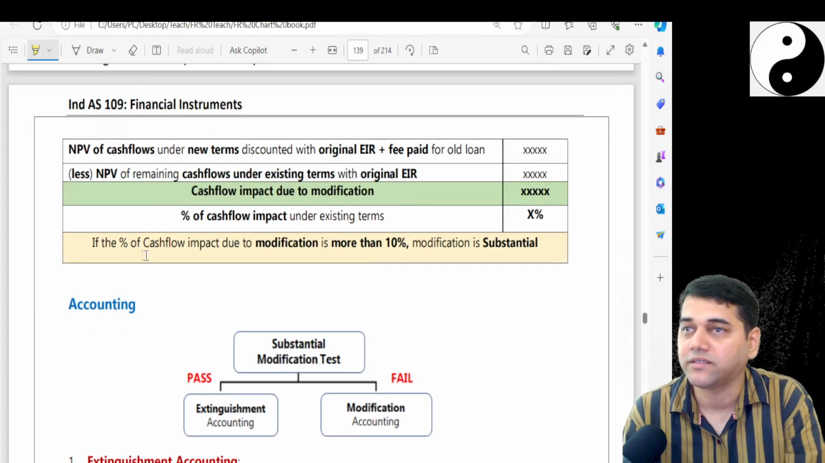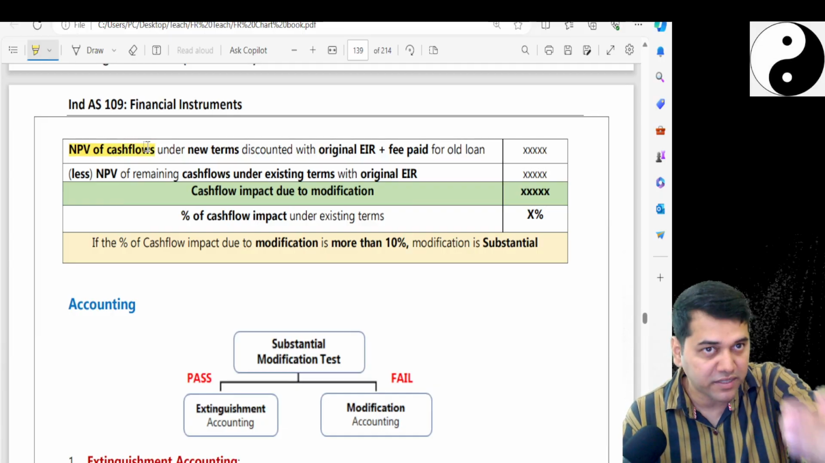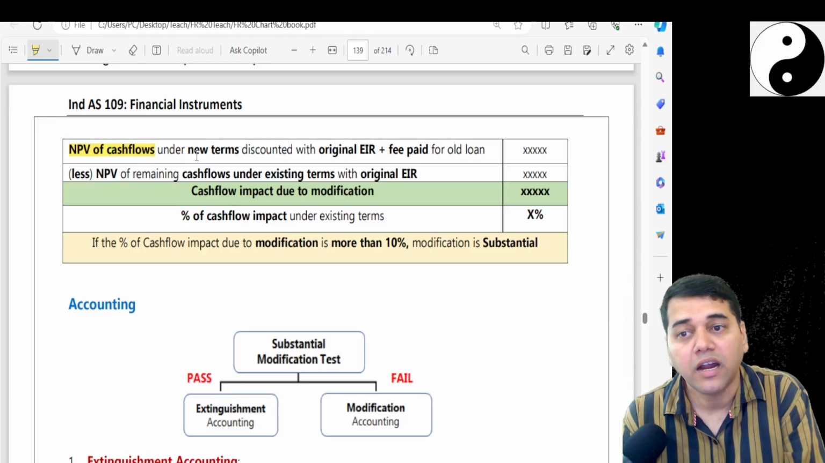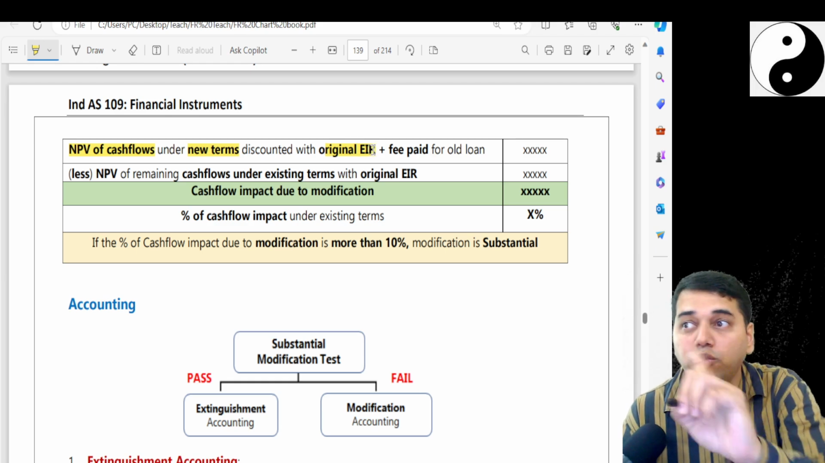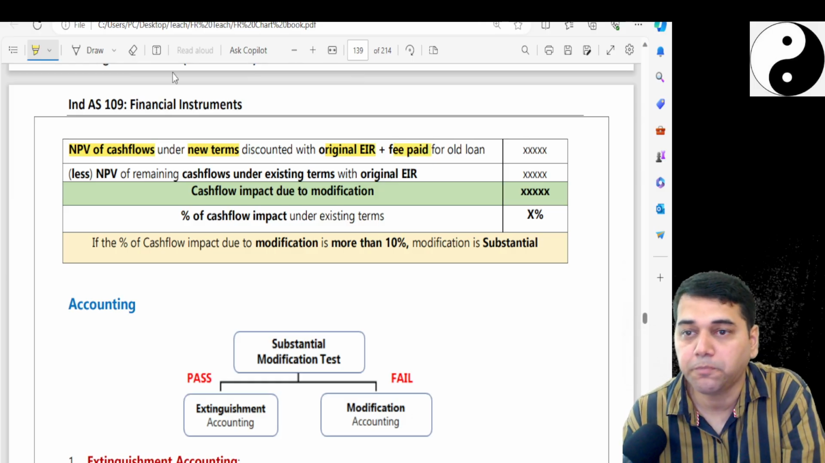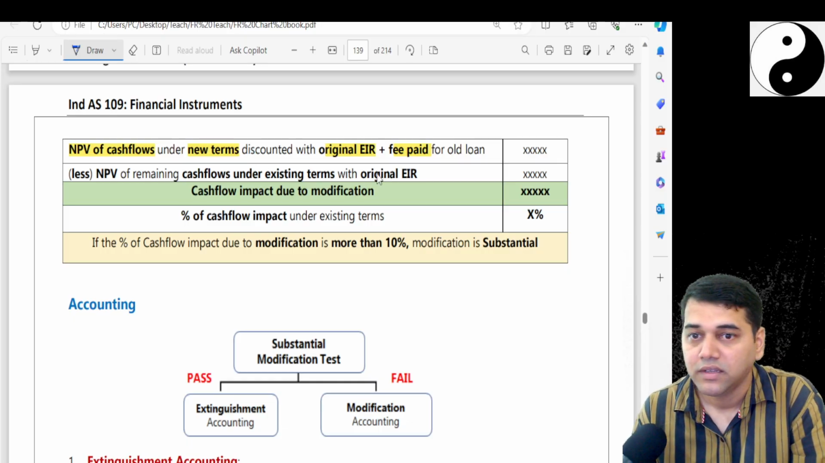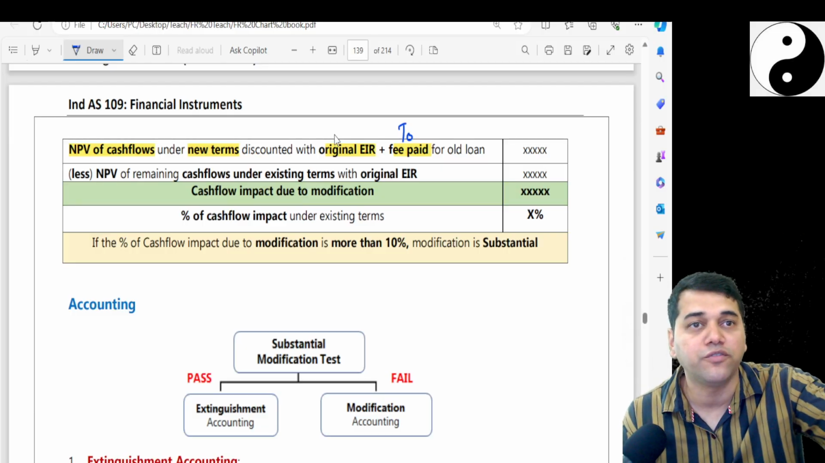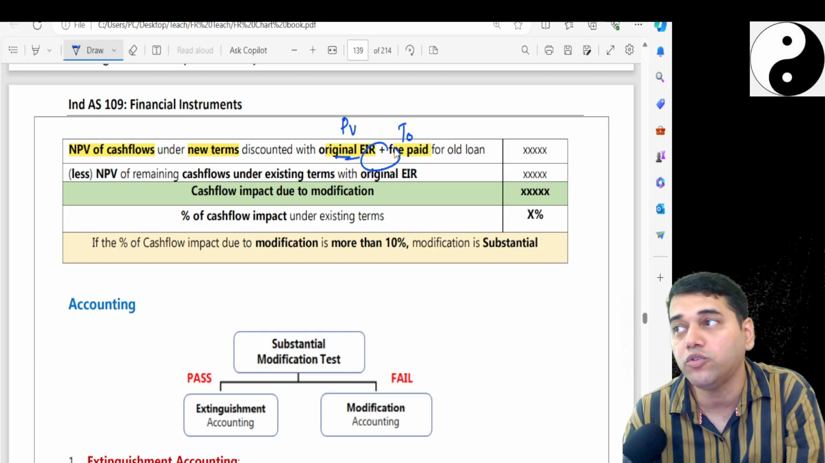It says something like this. You have to find the present value of the cash flows under the new terms, discounting at the original EIR. Don't take the new EIR. Plus whatever fees you have paid because of this moratorium adjustment. This is at time 0. You agreed to pay more cash in the future, reduced interest in the future, all those things. For that future, you find the present value, but use the original EIR.